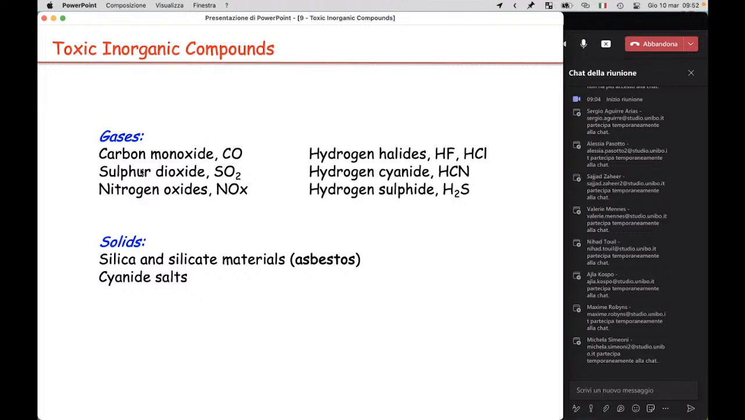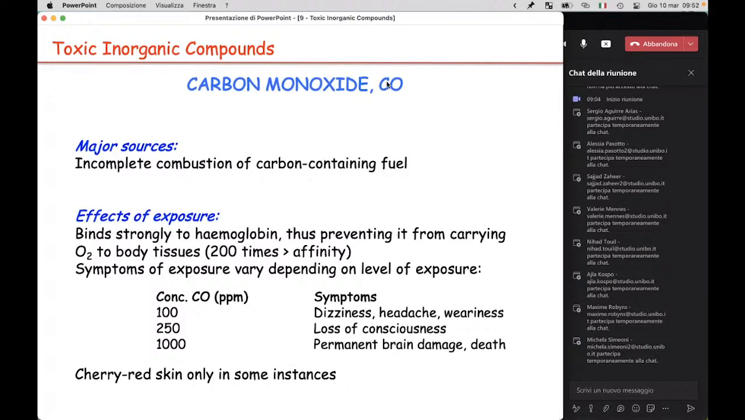Let's say that they could be probably the most important toxic inorganic compounds. So, starting from gases, the first one is carbon monoxide. Its formula is CO. And we have a double bond here between carbon and oxygen. The major source of carbon monoxide is the incomplete combustion of carbon-containing fuel.